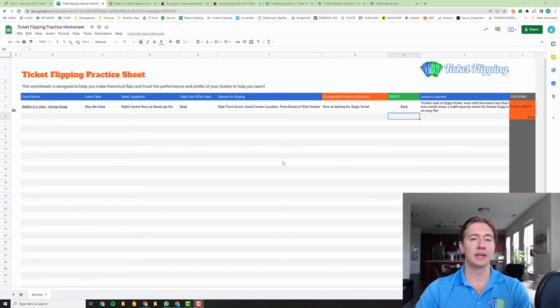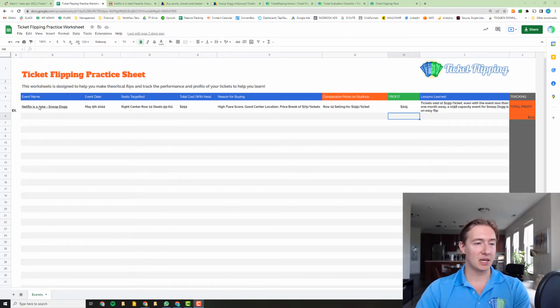It's going to give you a good idea of how much money you'll make, and I'll go ahead and show you how it works. So here we have the ticket flipping practice sheet. Again, this worksheet is designed to help you make theoretical flips and track the performance and profits of the tickets to really help you learn and better understand how to pick good seats and make money reselling tickets.